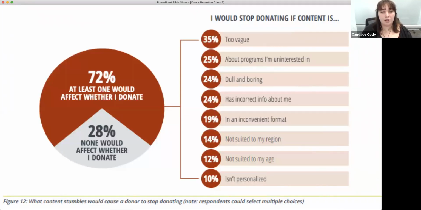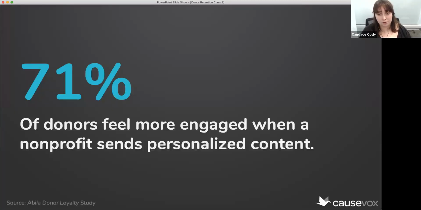So this is from the Abila donor loyalty study, and I grabbed this graphic from their study. So it really does communicate that 72% of donors are affected by the content that you send them. So if it's not personalized and it's not specific, you're going to see decreased donor retention because of the content that you're sending out to donors. So the way that you approach donors is super, super important.